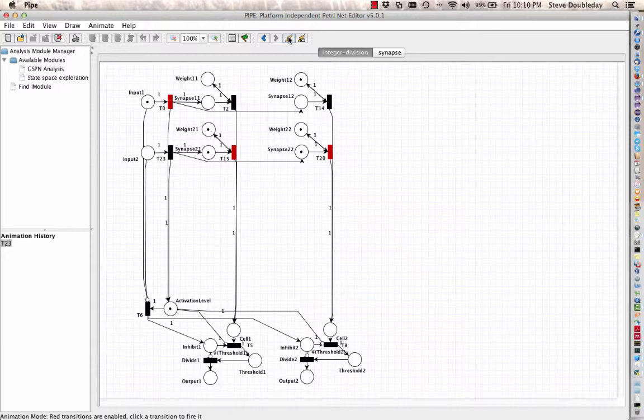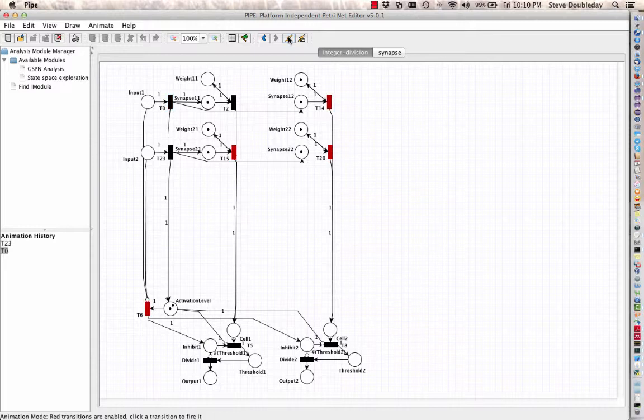And just as before, where we had a detonator that put a lot of marking into a principal cell, each of these transitions will deposit, in this case, one marking into that cell. And the question is will there be enough markings for the cell to fire and generate output? And that's where our integer division implementation comes in.